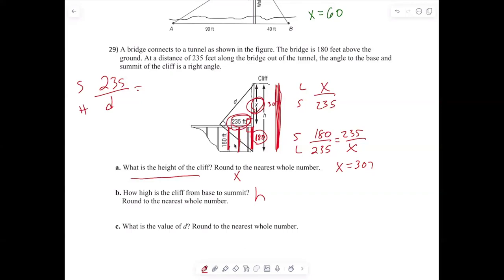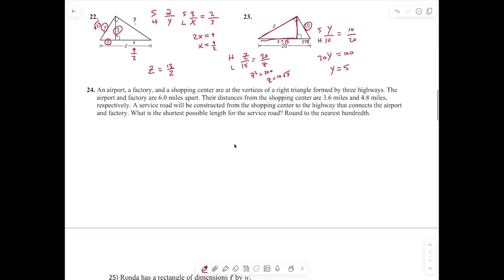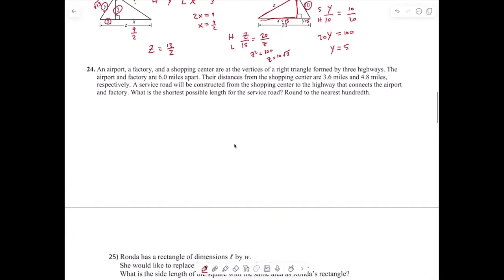We do 24. All right, let's check out 24. An airport, a factory, and a shopping center, the vertices of a right triangle. So let's just draw a right triangle. Now, again, to me, drawing the right triangle, it's not a square, the diagonal, right? You see what I mean? In other words, the legs have to be bigger and smaller.